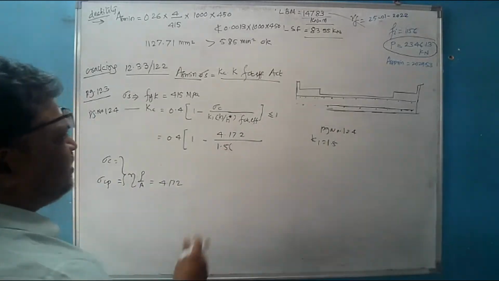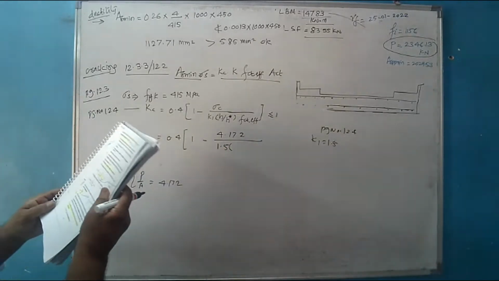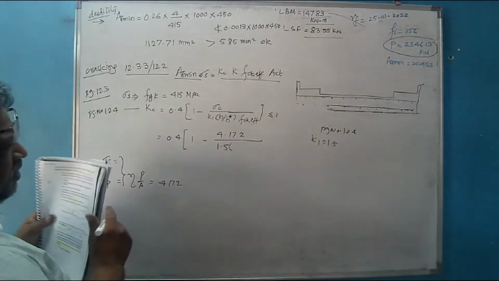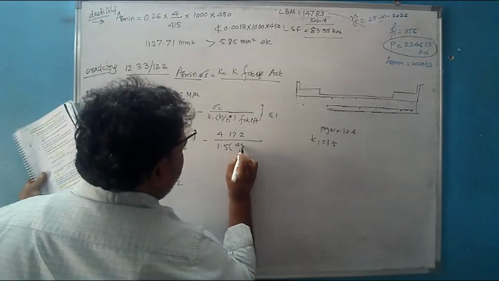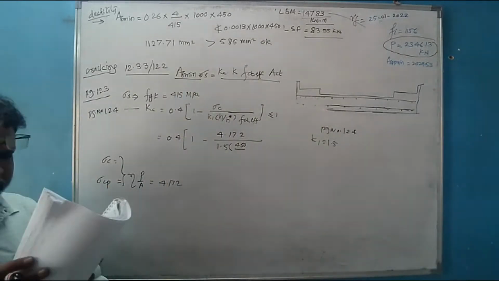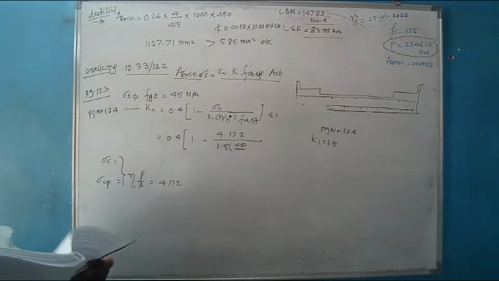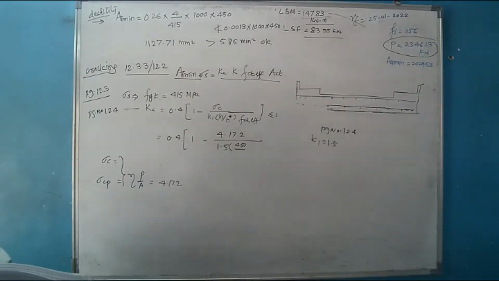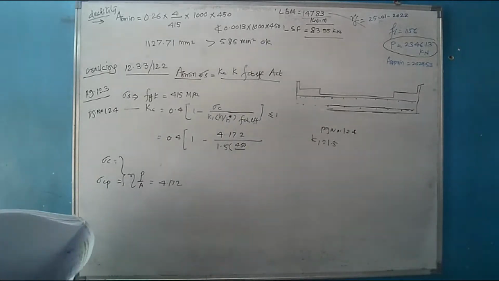Now next is h upon h star. h is what? The overall depth of the section. That is 450. Divided by what is h star? This h star is also defined here. Please refer to the next page. What is h star?